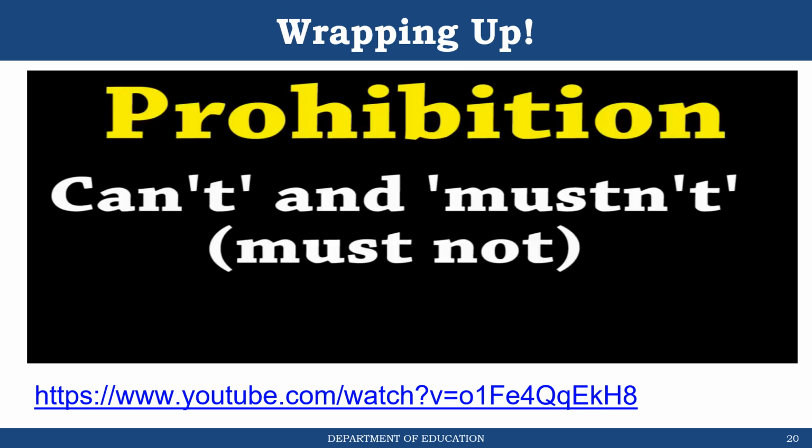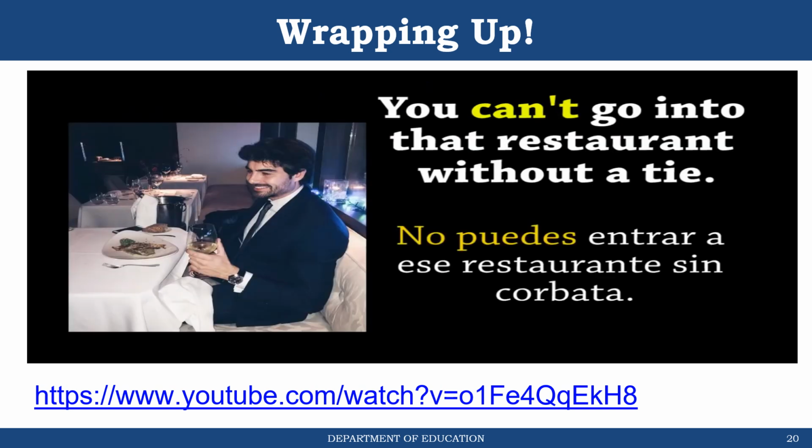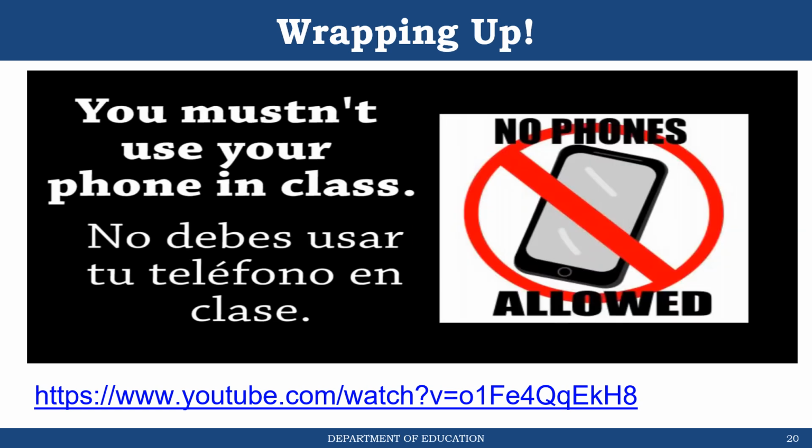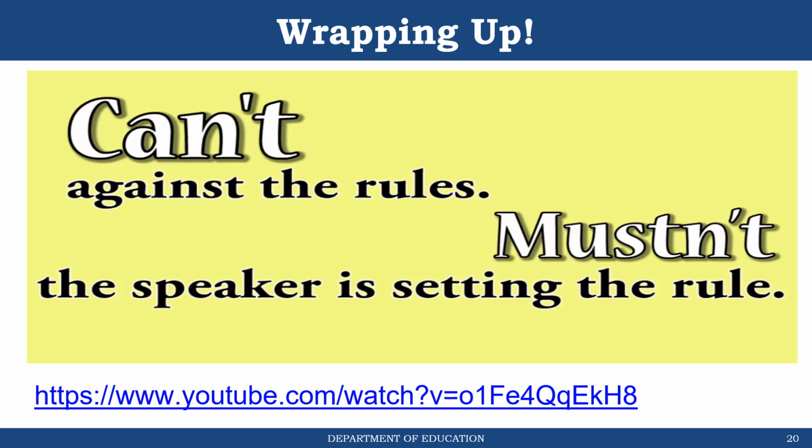When we talk about prohibition, we use can't and mustn't. For example, you can't go into a restaurant without a tie. You can't drive in this country unless you are over 18. You mustn't use your phone in class. Can't gives you the idea of something that is against the rules. Mustn't means that the speaker is the one that is setting the rule.